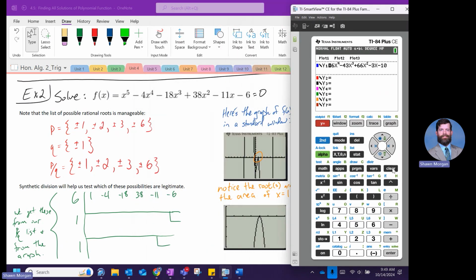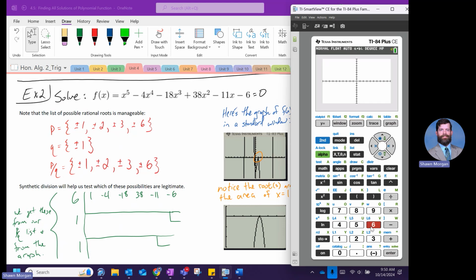This is my last one, so let me clear that out. And real quick, y'all type this in with me here. So we'll go x to the 5th, and then minus 4x to the 4th, minus 18x to the 3rd, plus 38x squared, minus 11x, minus 6. All right.